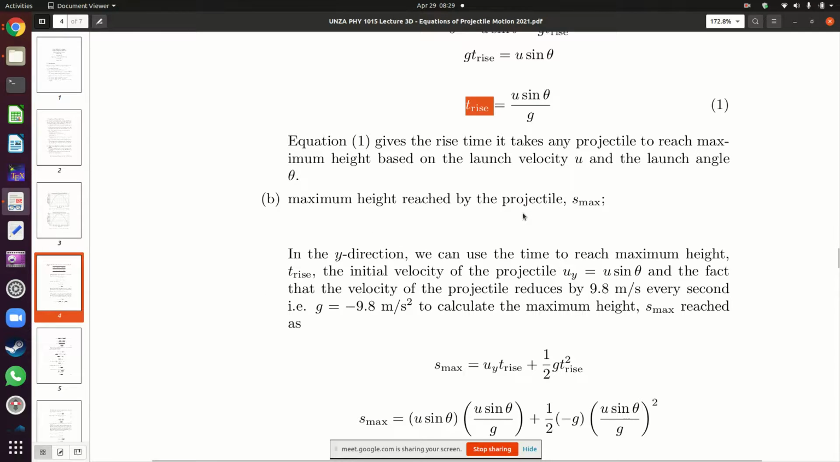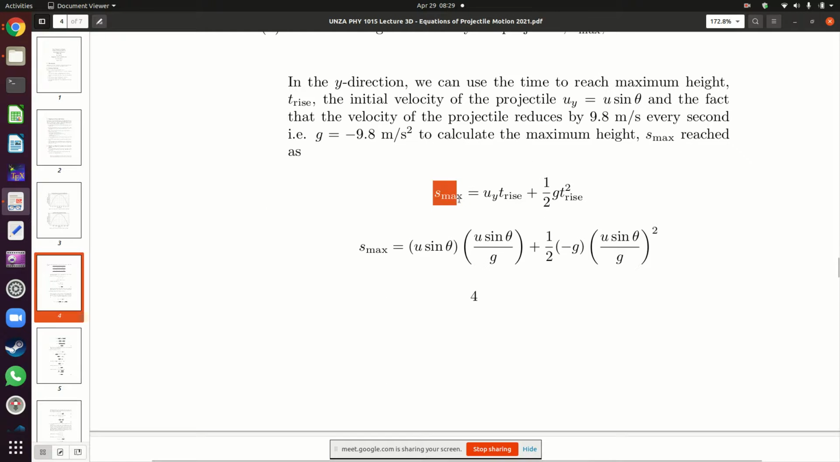So now that we have our rise time, which is u sine theta divided by g, we can use this rise time to find the maximum height to which the projectile is going to rise, using this expression. S max, the maximum height, is equal to uy, the initial velocity in the y direction, multiplied by the rise time, plus half g, then t rise squared. This is the same expression we used on Monday.